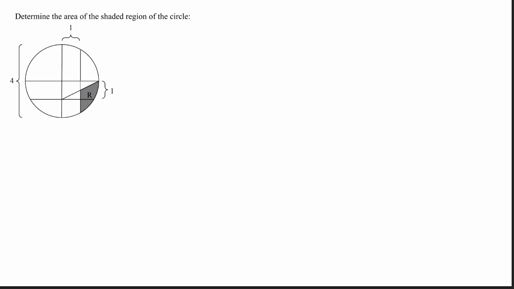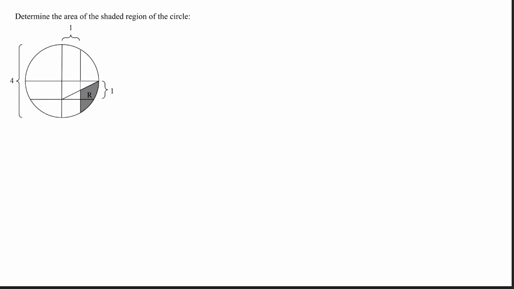Okay, so determine the area of the shaded region of this circle. So pause, try it out, and get back to the video when you're ready. So the problem with this problem is there isn't much guidance, it's just a diagram. So we have to figure out where to start.